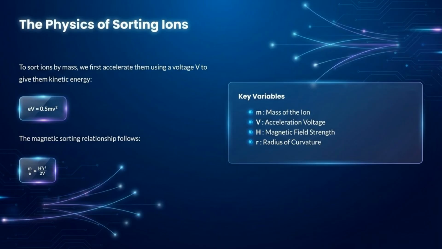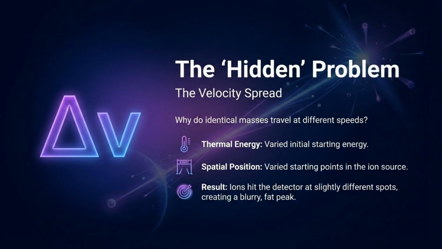The magnet is trying to sort our ion cars by their weight. The formula shows that if we keep the magnet and the voltage steady, the mass determines the curve. But ions don't always travel at the same speed, even if they have the same mass. In a single focusing instrument, this tiny difference in speed causes blurry peaks. To the computer, this looks like a wide mountain instead of a sharp peak.